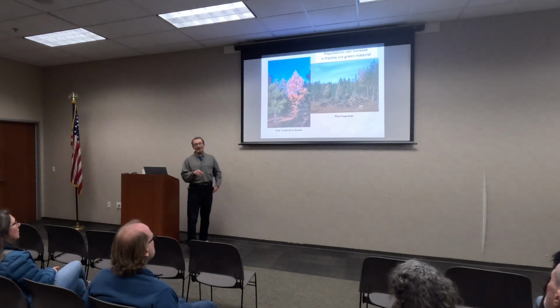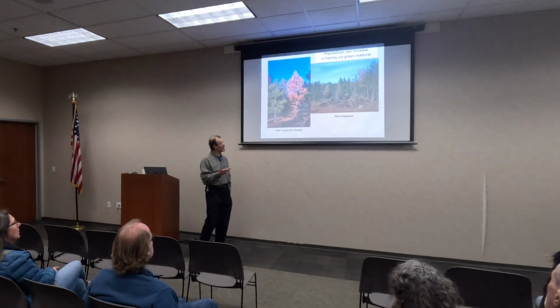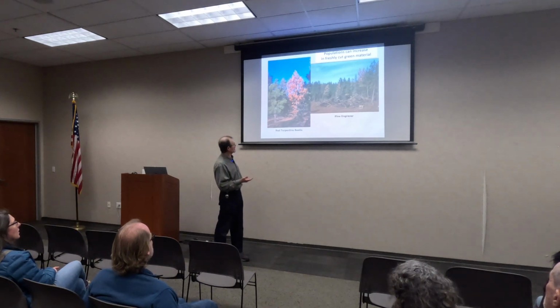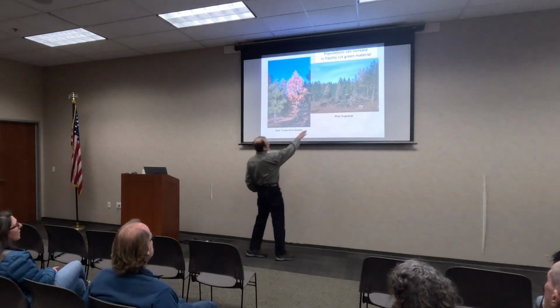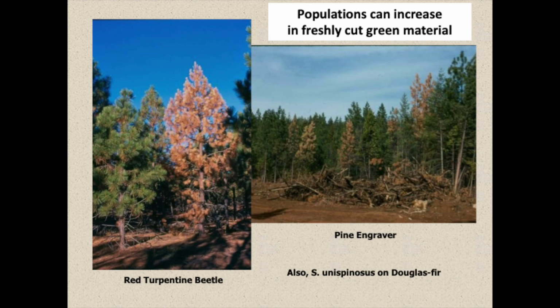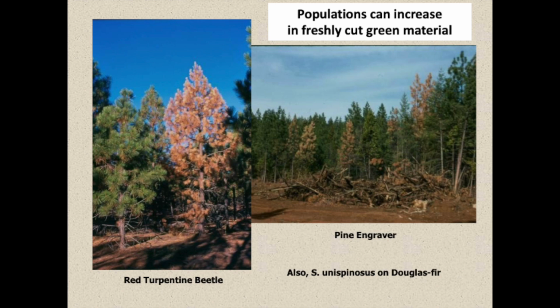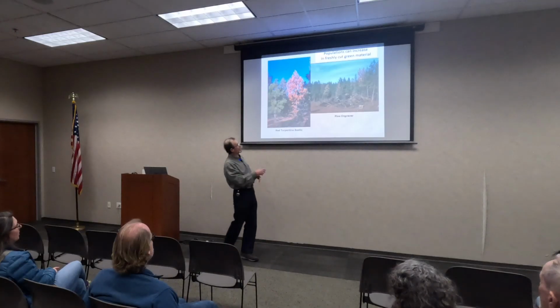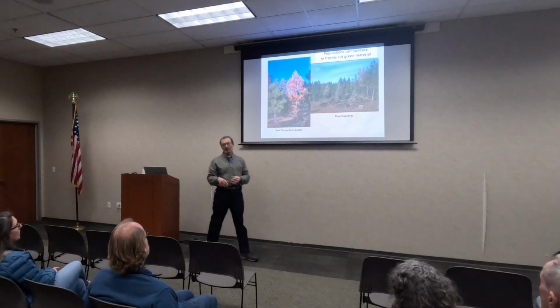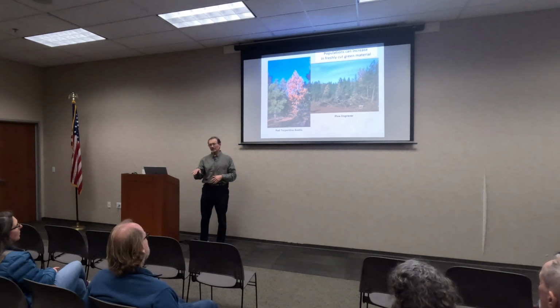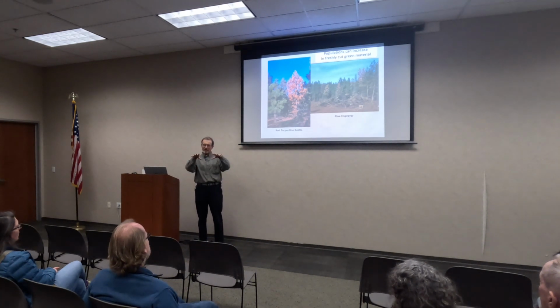Also, we can cut fresh green material in a thinning operation, or even, this is a road building operation over here, and it's a magnet for beetles. So that green material that was cut became colonized with beetles. And once the green material is colonized, the populations build up, and they can then spread to healthy live trees and kill them because their populations are up.